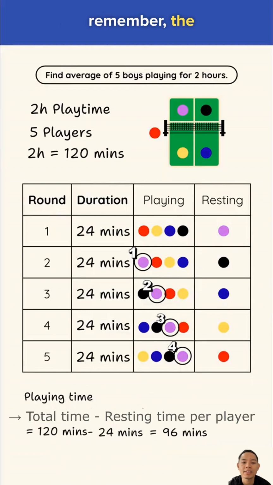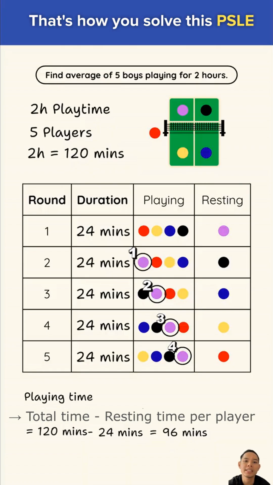And if you remember, the easier way is to take the total time minus the resting time per player, which is 120 minus 24, and this will give us 96 minutes. That's how you solve this PSLE math question.